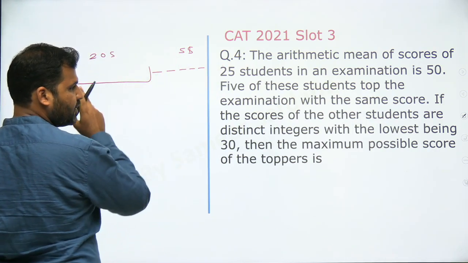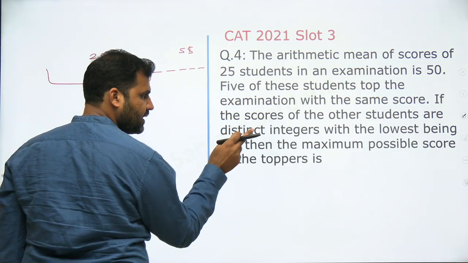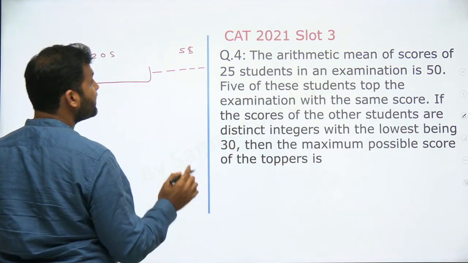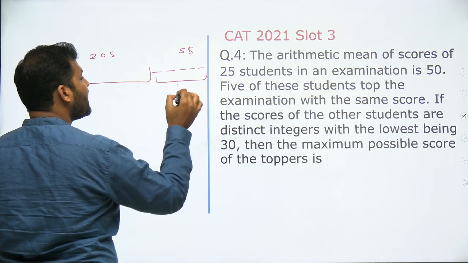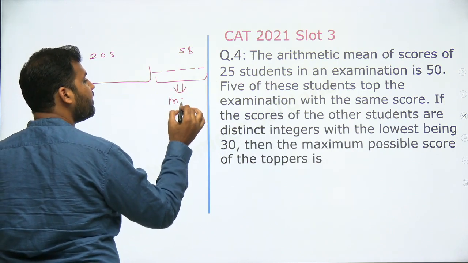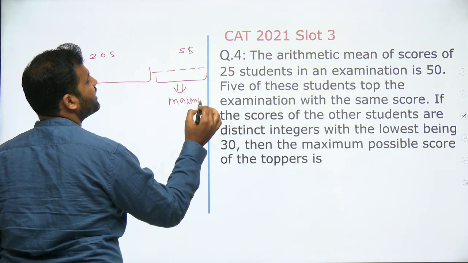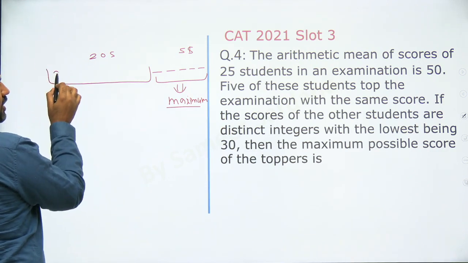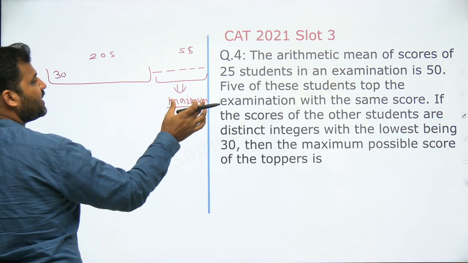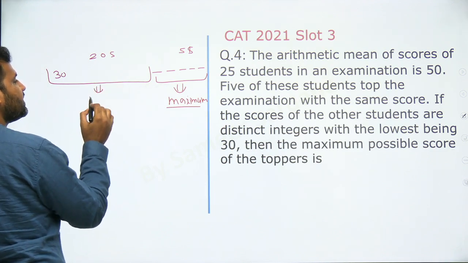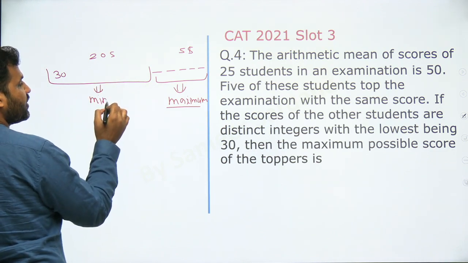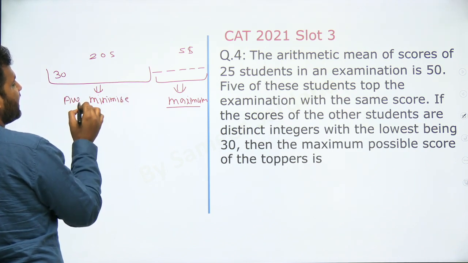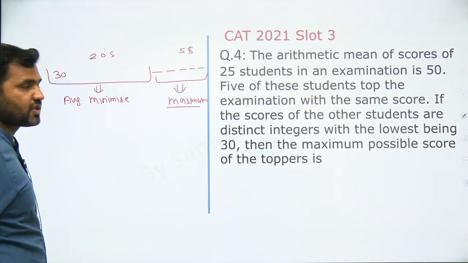Score of the other students are distinct to each other with the lowest being 30, and the maximum possible score of the topper is. See guys, we are supposed to find out कि ये 5 students ने maximum कितना score किया. What is the maximum score that they are getting? So बाकी के जो 20 बचे उसमें सबसे lowest score is 30. If I want to maximize this score, I need to minimize this average. इनका average मेरे को minimize करना पड़ेगा, right? Average need to be minimized so that you can get the maximum score of these 5.